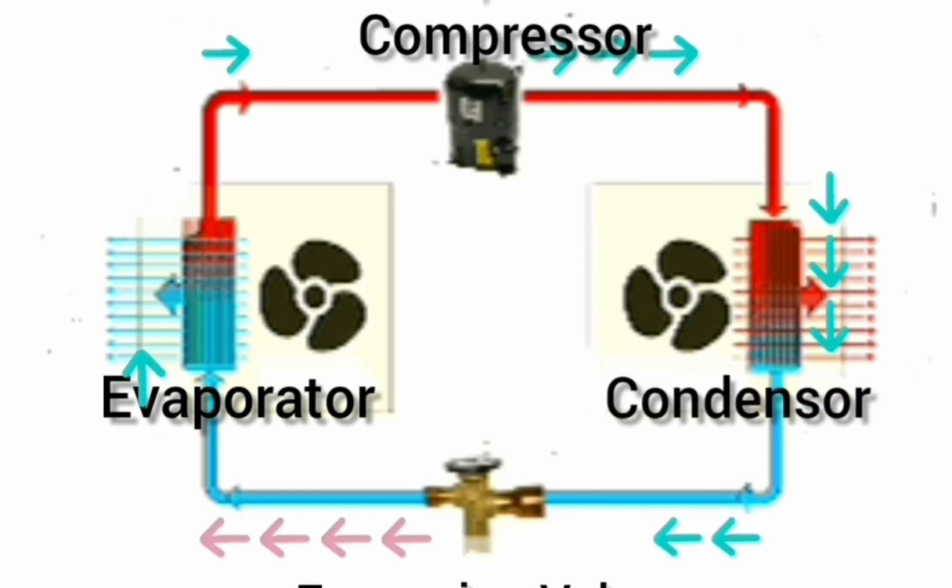To wrap this up, the main idea is that when you reduce pressure of a refrigerant in a fixed volume, it will result in a decrease in temperature of refrigerant and vice versa.